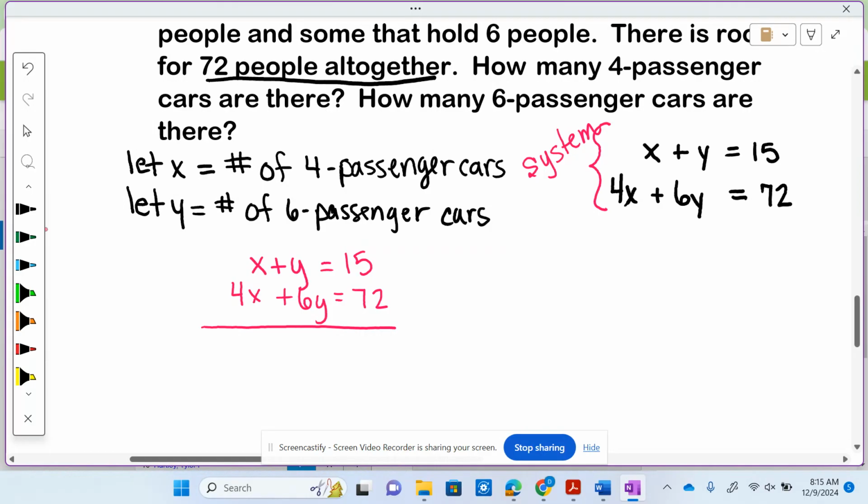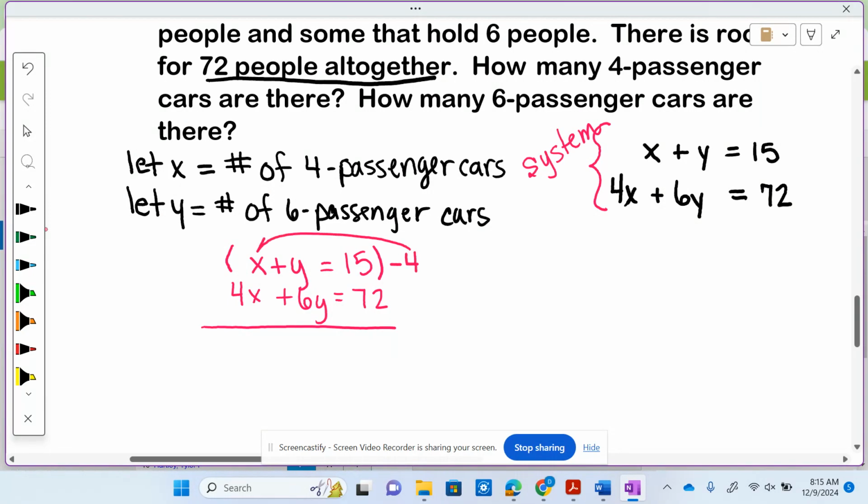Say again. Take what 4 times 1? What equation? So the top one? So the top equation, Lissandro is saying take the top equation and multiply it by -4.